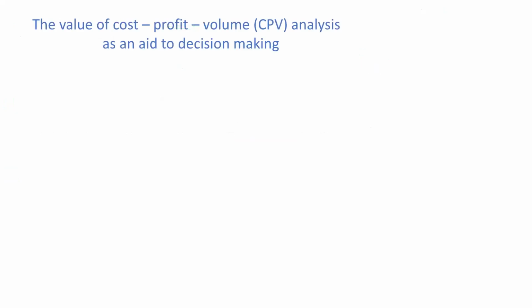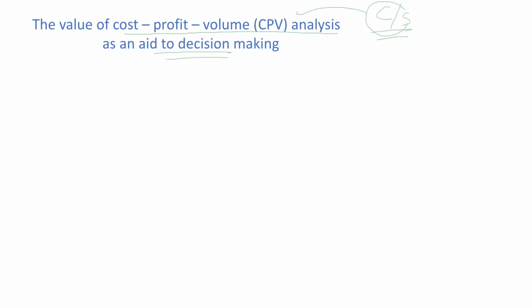Okay, cost volume profit analysis. How does it help us in decision making? What is gross profit volume? It is the contribution to sales ratio. Contribution to sales ratio is also called the cost profit volume analysis. How does it help us in decision making?